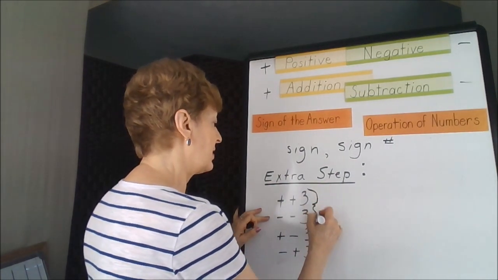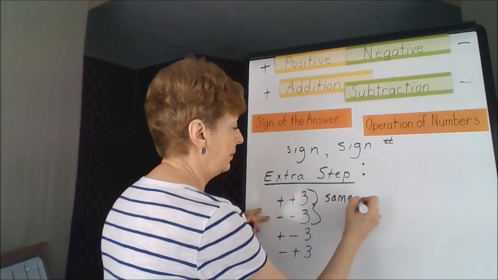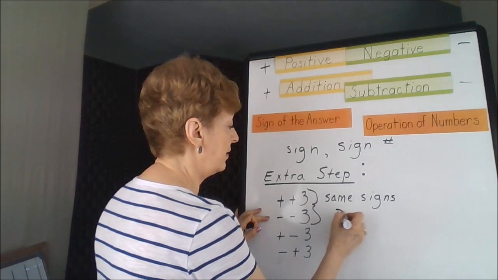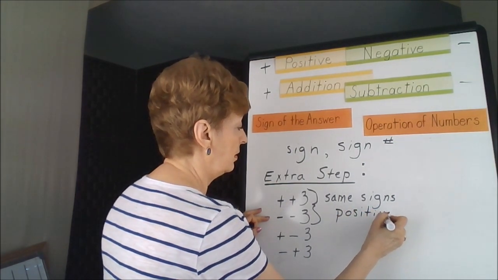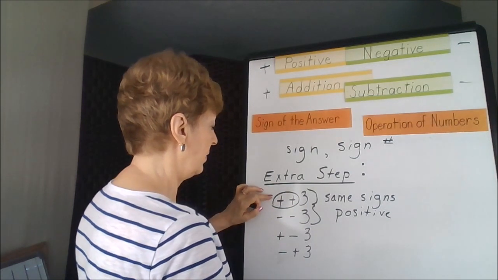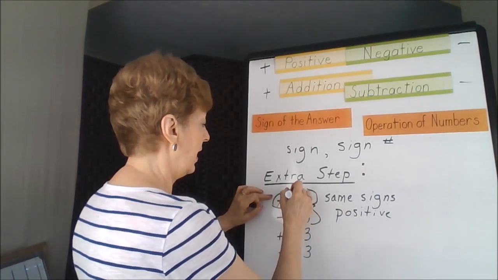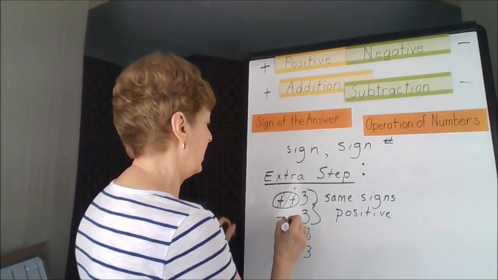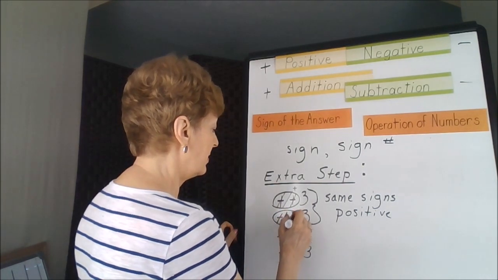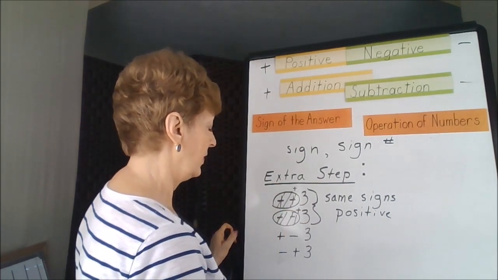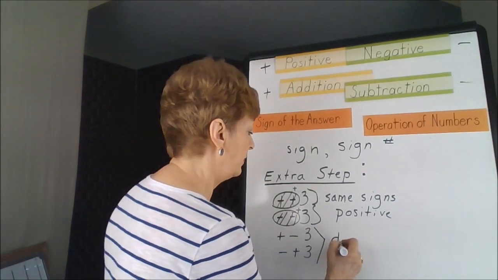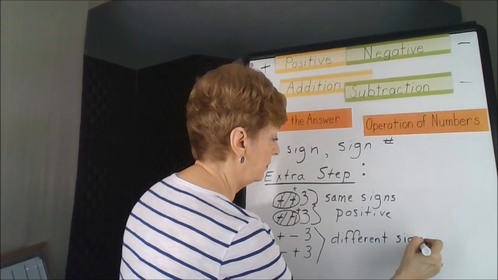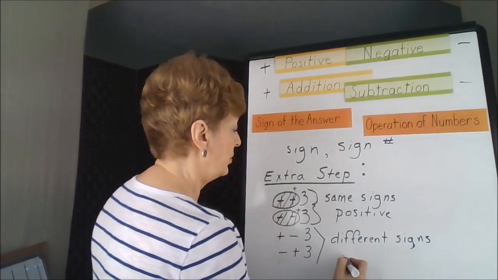If the signs are the same, the number turns positive. So here I have two signs that are the same. I'm going to stop looking at this and picture that. Are the signs the same? Yes, they are. So stop looking at this, look at that. When the signs are different, the number itself turns negative.